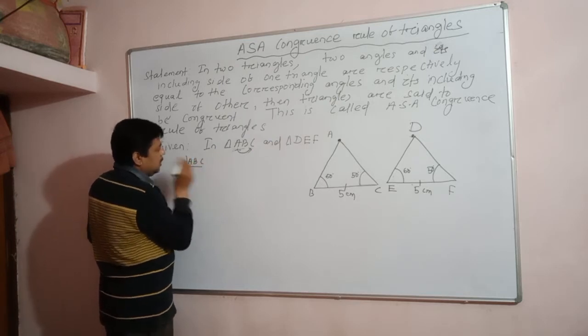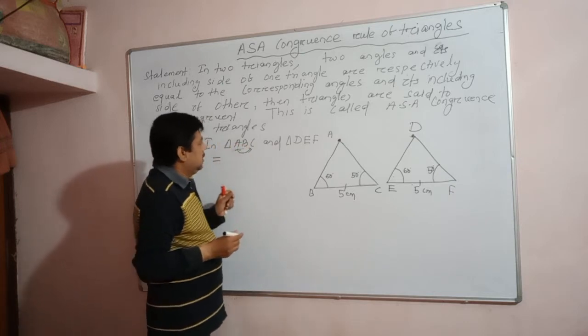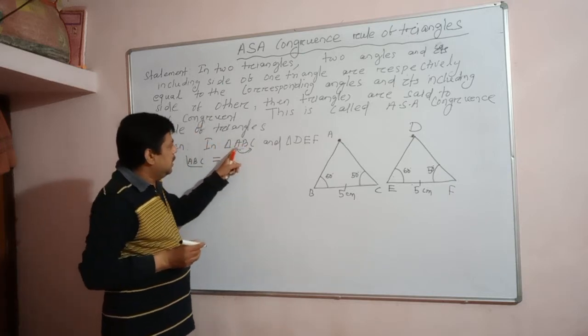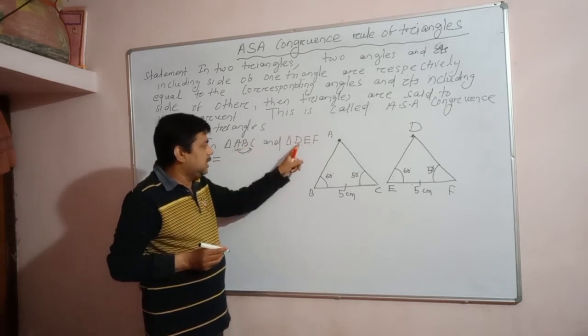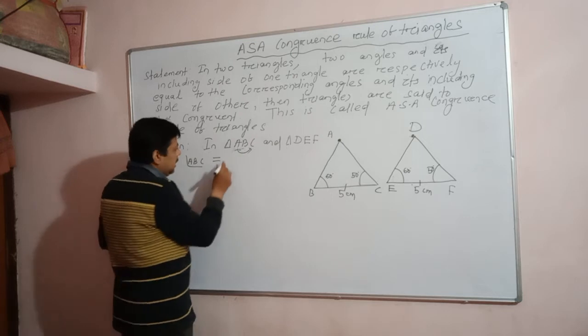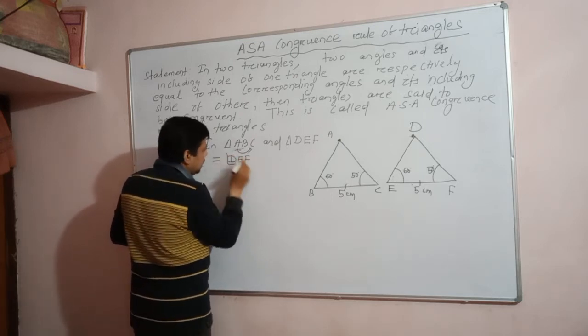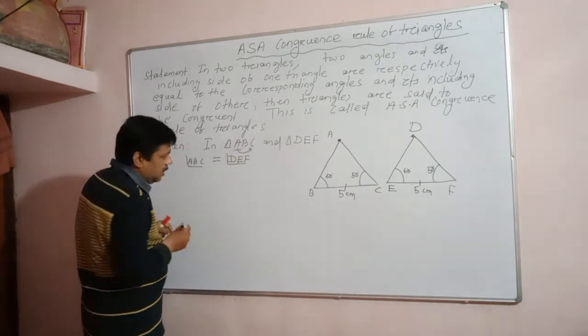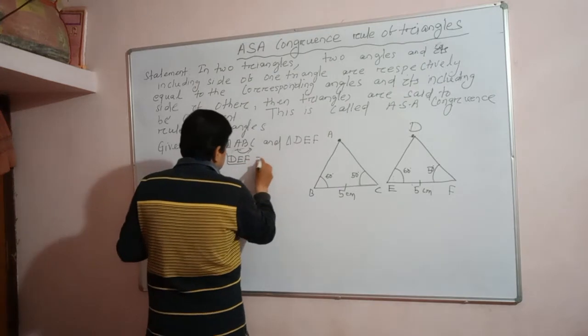Angle ABC is equal to angle ABC. You see my finger points, I am moving along angle ABC. So in the same order we have to move along angle DEF. Angle DEF, okay, equal. This is given as 60 degrees, and this is also given as 60 degrees.